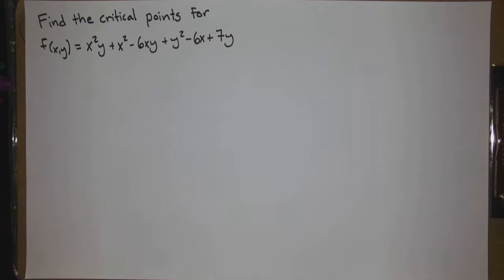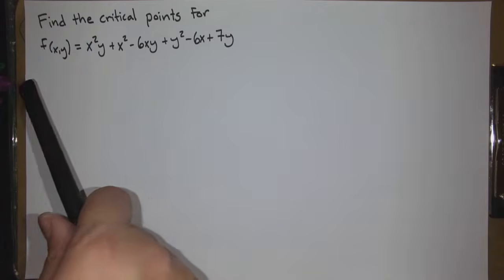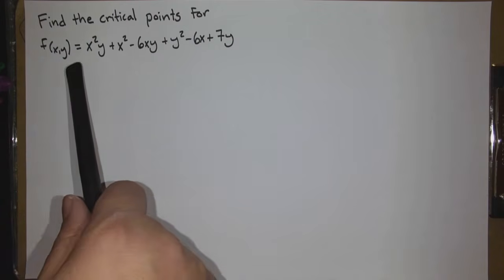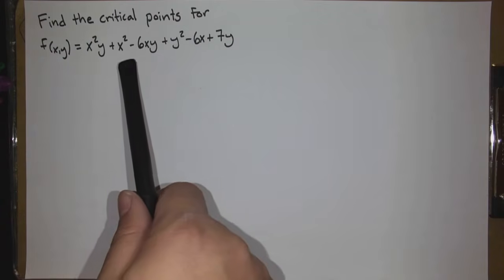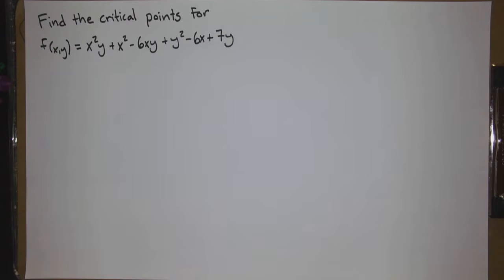Before we start, let's just say what the problem is. Find the critical points for this function f of x, y: x squared y plus x squared minus 6xy plus y squared minus 6x plus 7y. So we're looking for the critical points. Did anybody find them? Maybe there aren't any. Maybe there's 1, 2, 3, 4, 5. Just looking at the function, it's not obvious whether there are any and how many there will be.